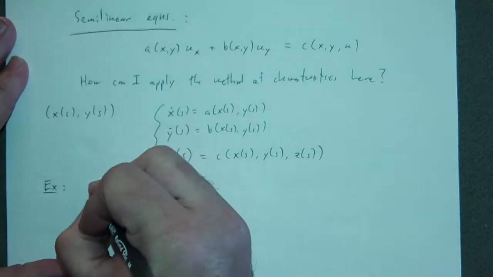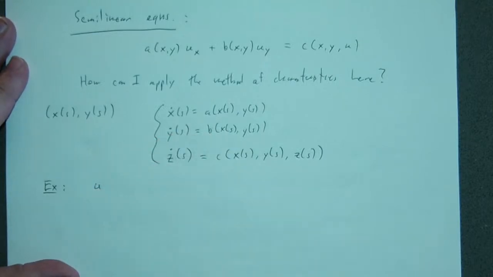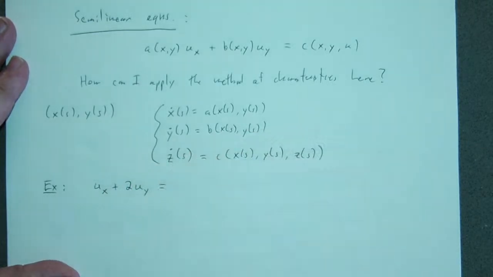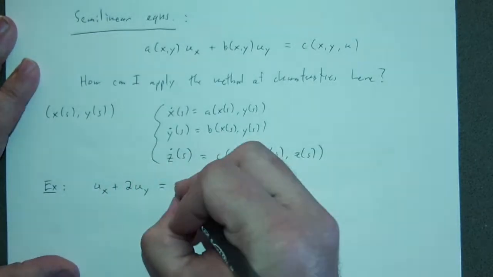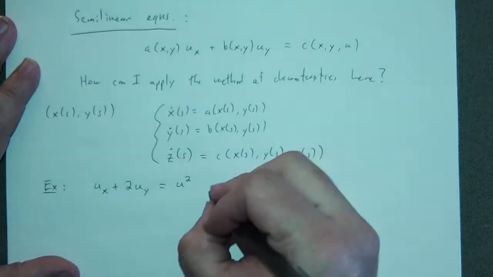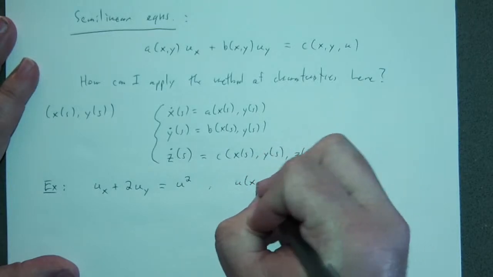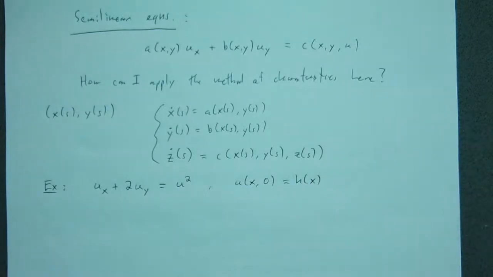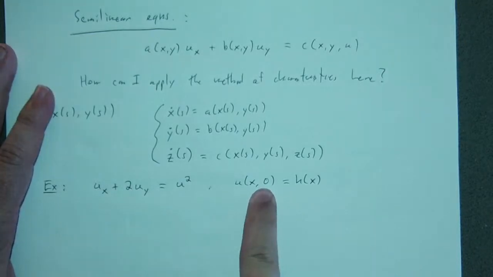So let's have u sub x plus 2 u sub y is equal to u squared. That's something we weren't allowed to have before, right? And let's give ourselves an auxiliary condition specified by a function h. Okay. So notice our data curve here is the x-axis.